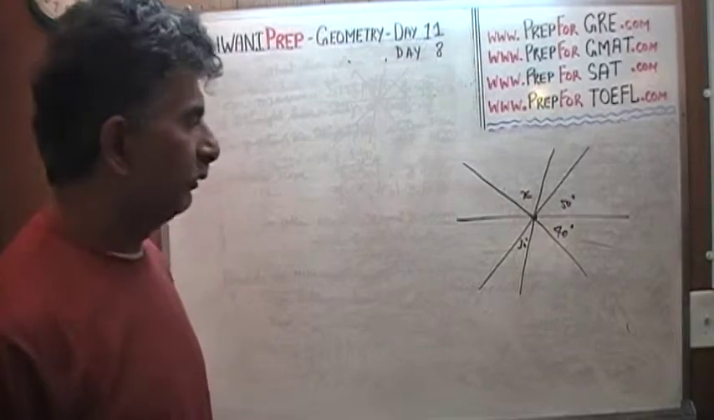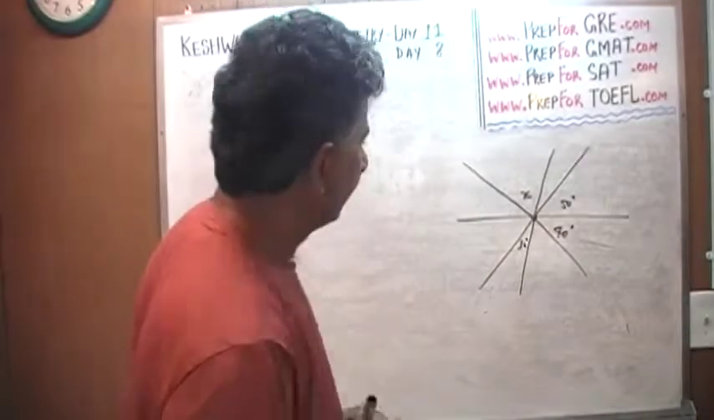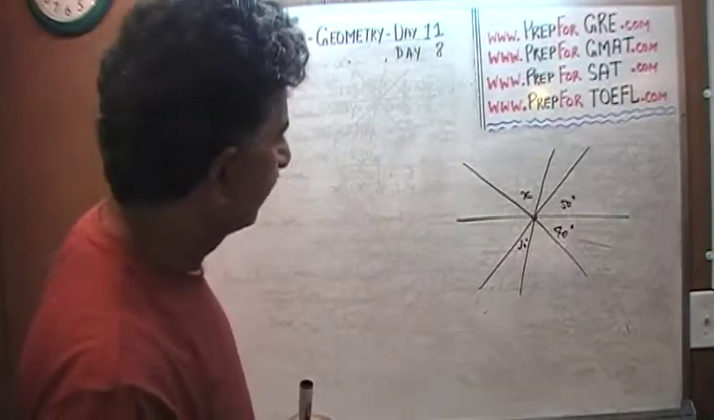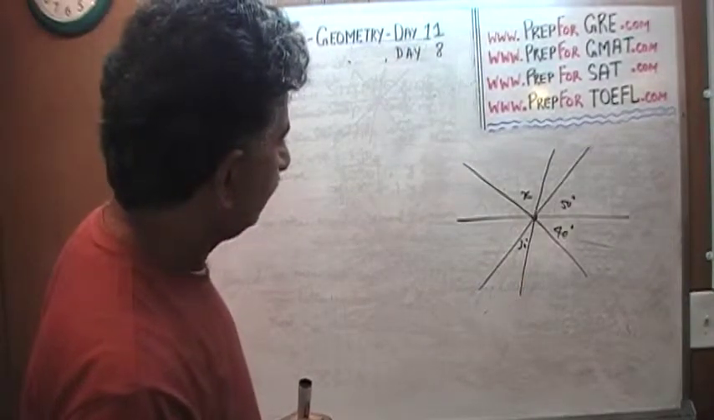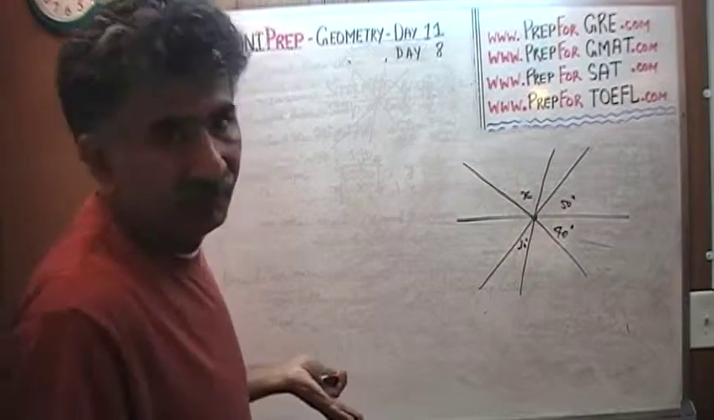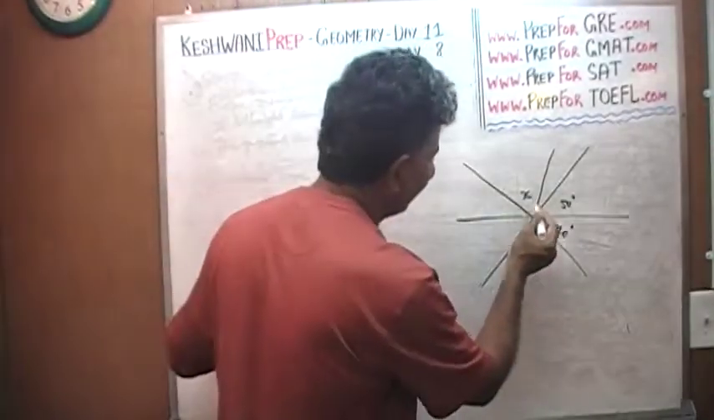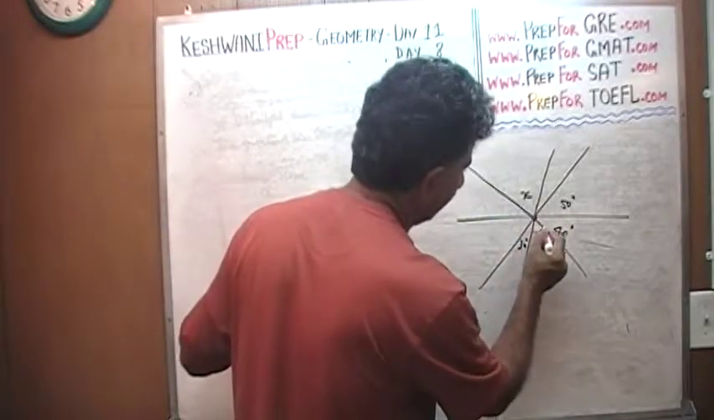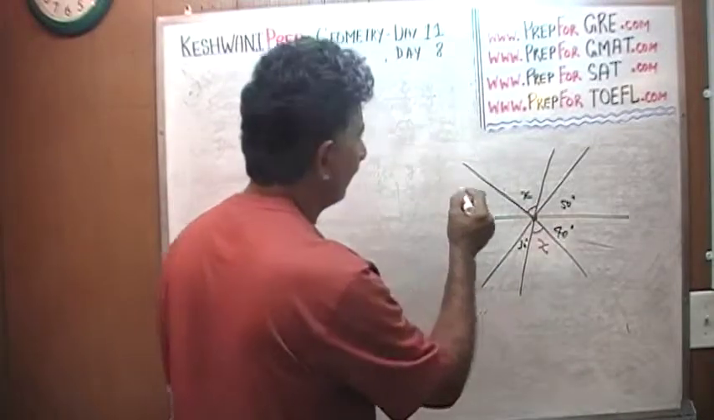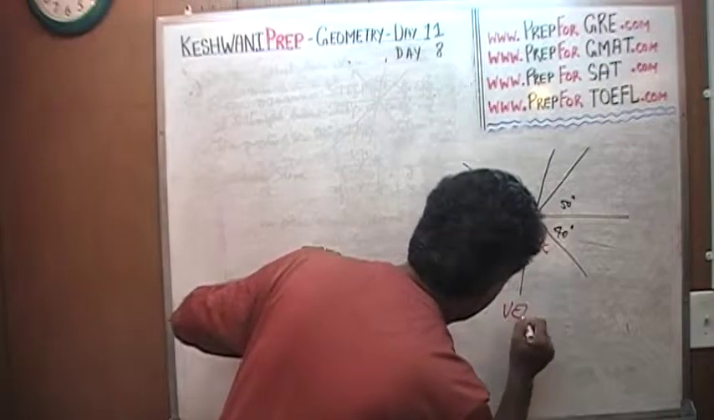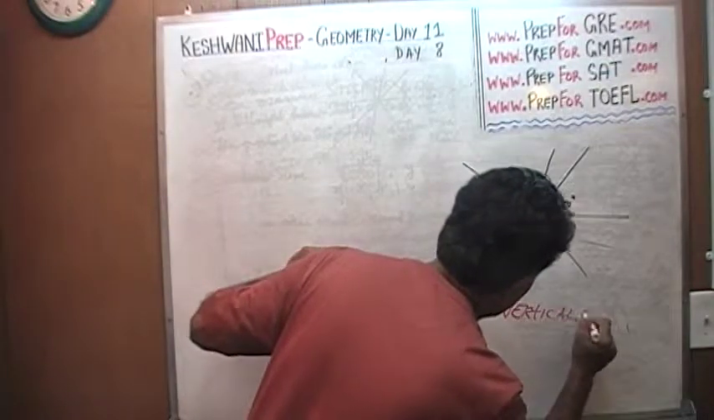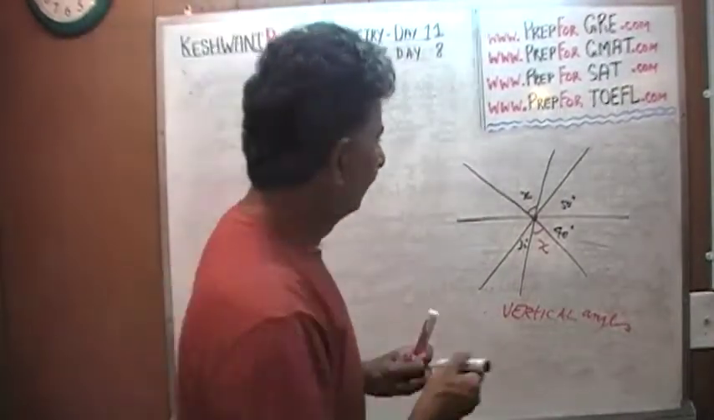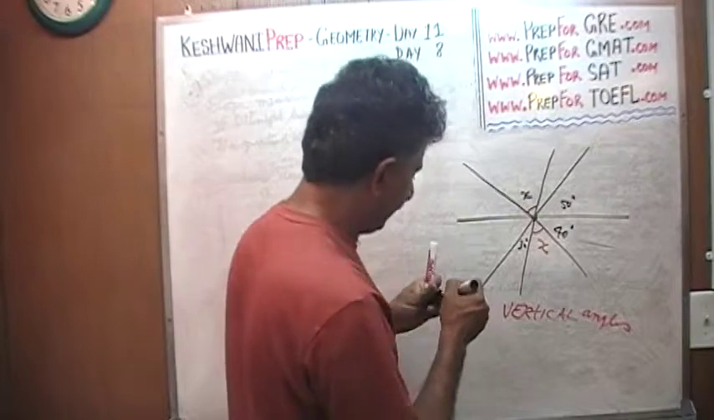So here, what concept do we have to apply? Let's see, how should we go about tackling it? Well, there are many different ways you can do this. If this is X, then this guy here must also be X. They're called opposite angles. This angle and this angle are called opposite angles or vertical angles. And vertical angles are equal. So if this guy is X, so is this guy.